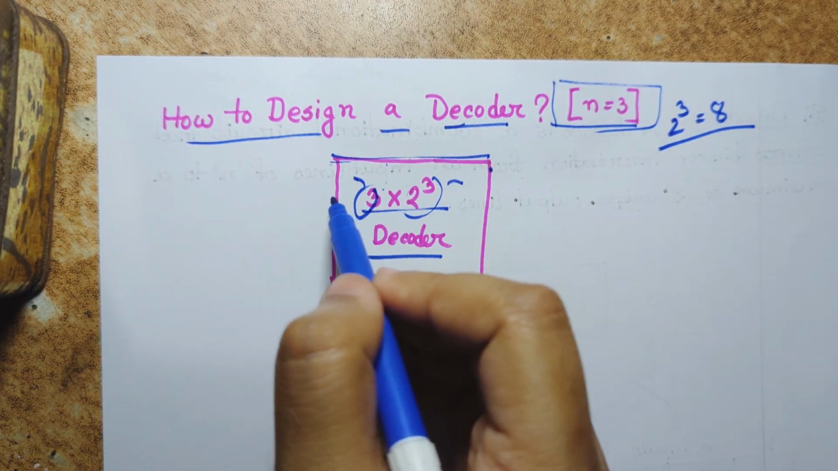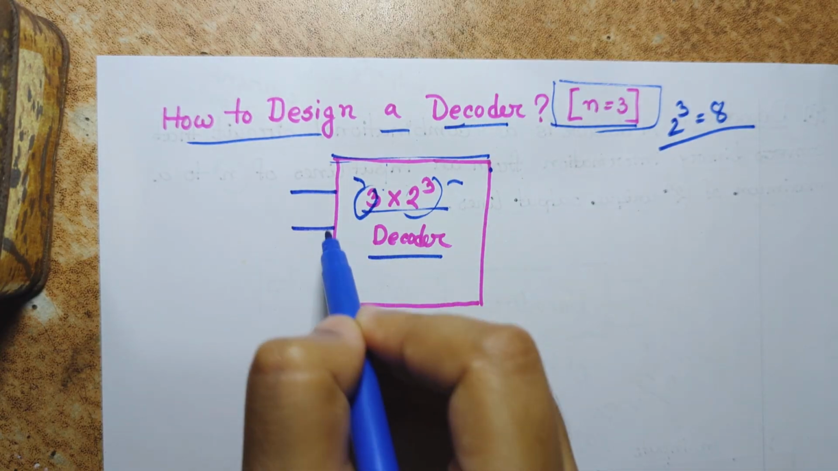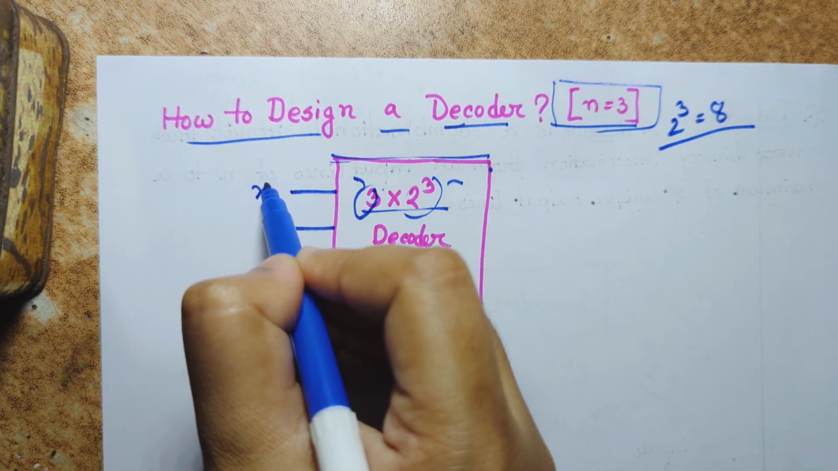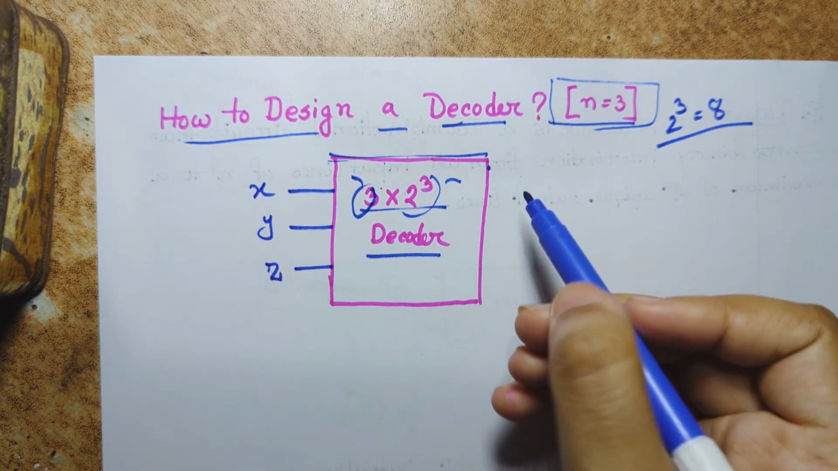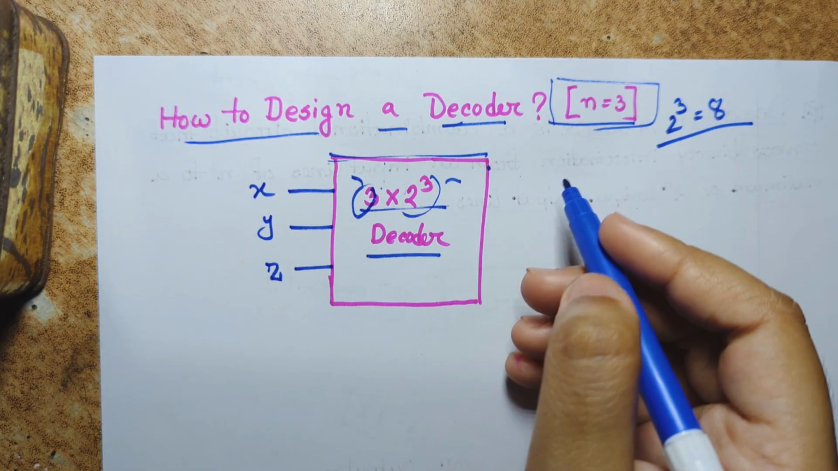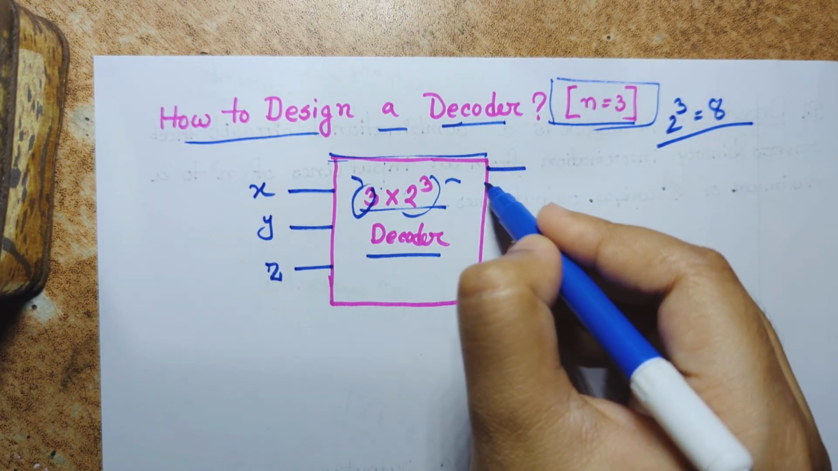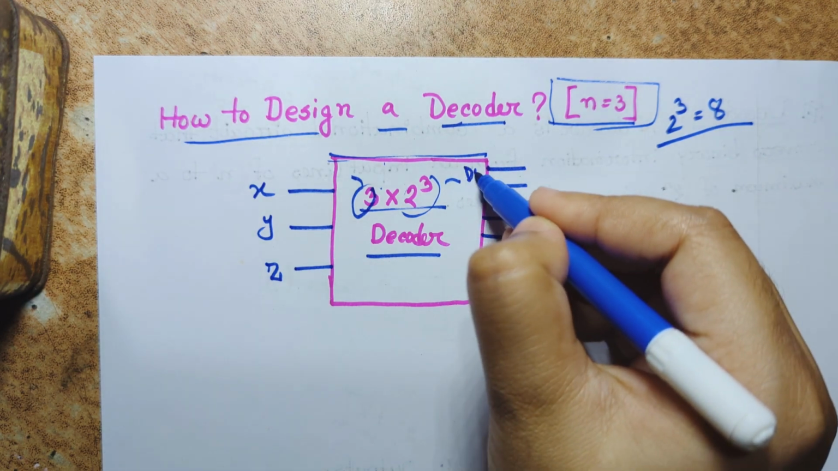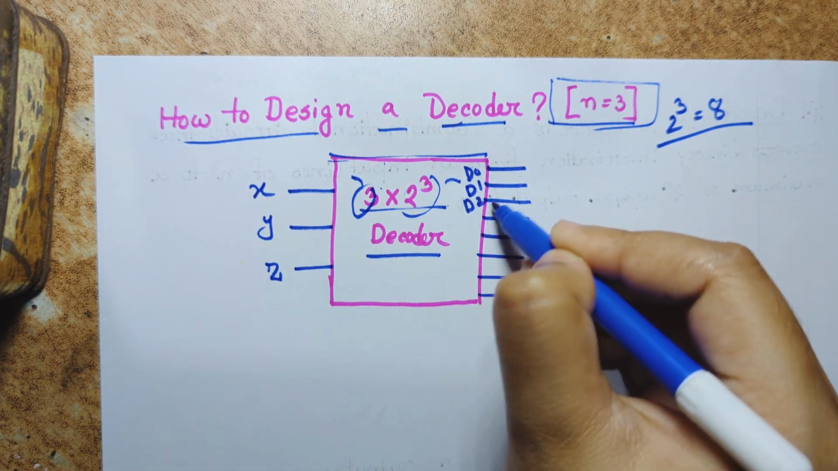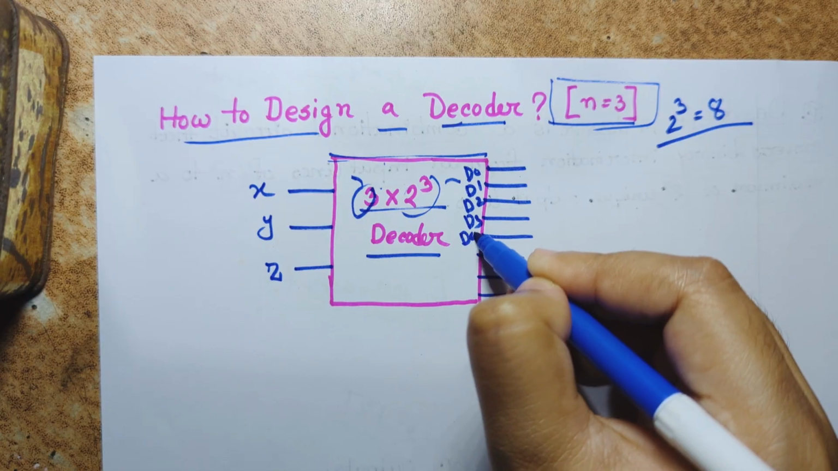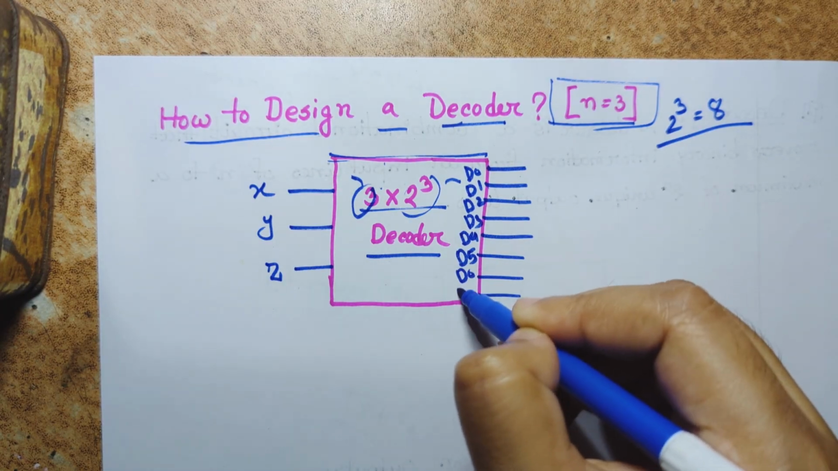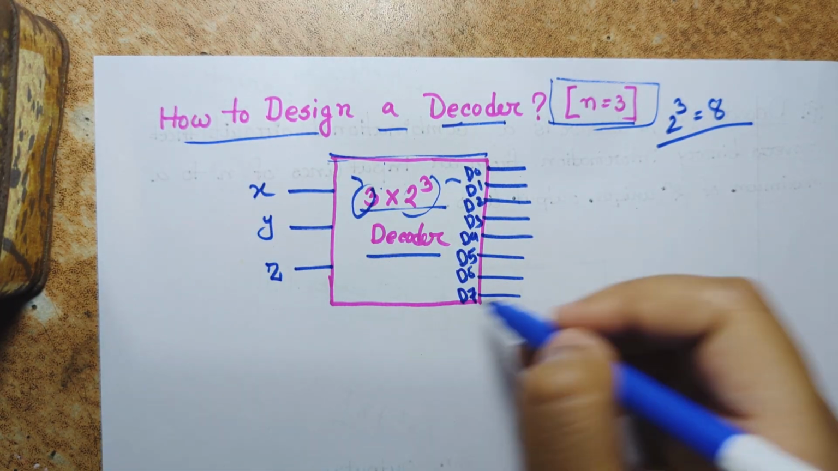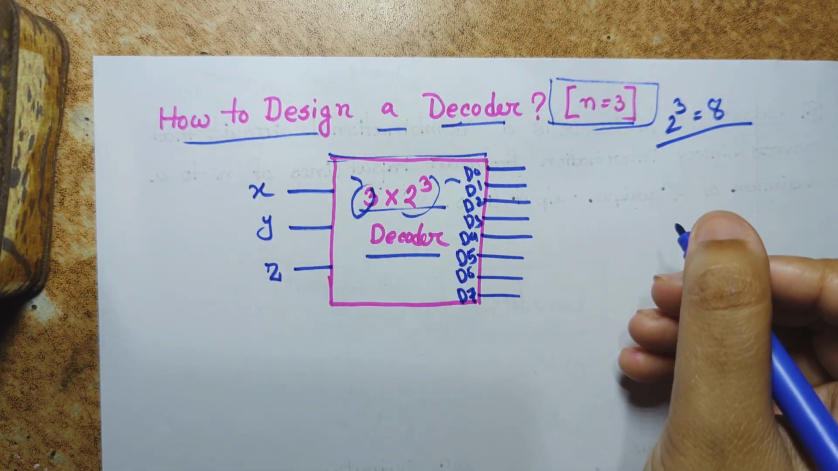Here the input lines will be 3, 1, 2, 3, which we have denoted as X, Y, Z. And we will get 8 output lines as output: 1 2 3 4 5 6 7 8. They will be D0, D1, D2, D3, D4, D5, D6 and D7. This is how we normally design a decoder.